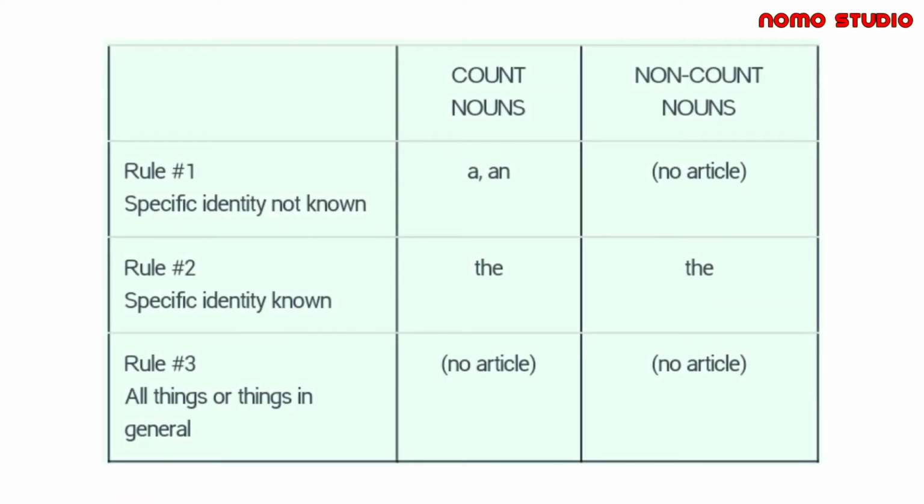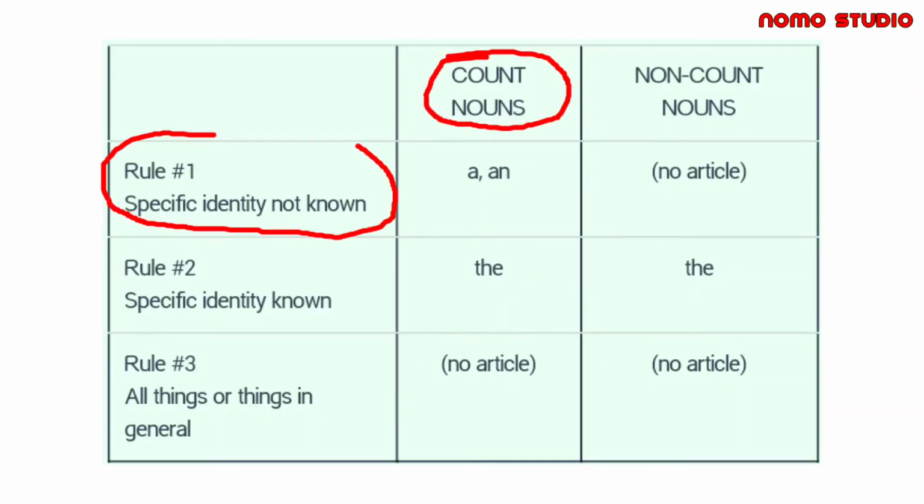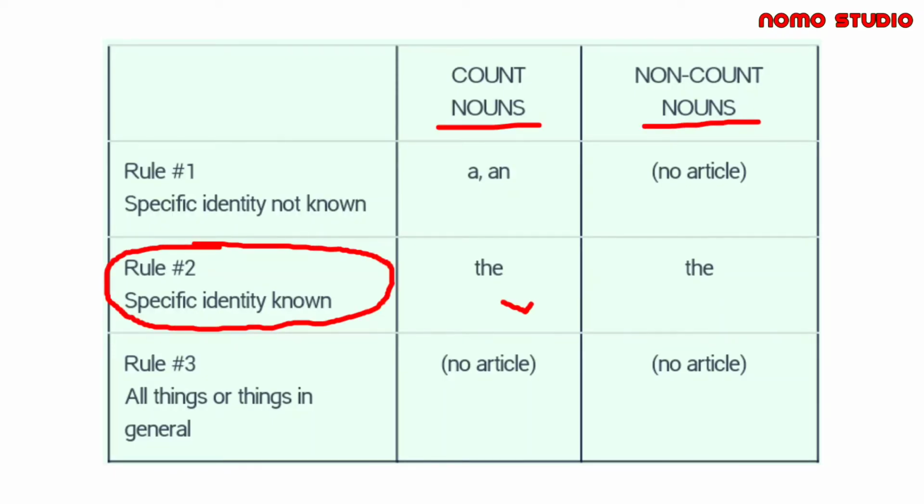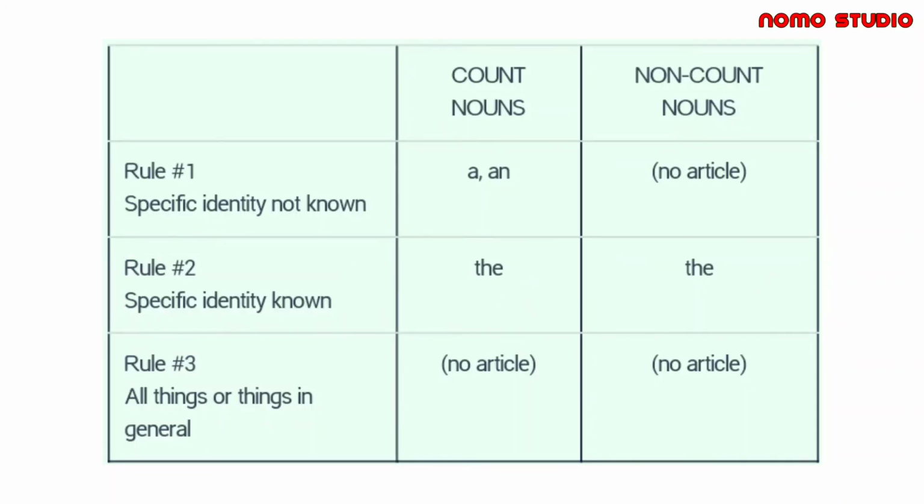Now, you must remember these 3 rules in using the article with respect to count and non-count nouns. If it is a count noun and the specific identity is not known, then use the indefinite articles. No articles are used when the noun is non-count and the identity is not known. For both count and non-count nouns, if the identity is known, then use the definite article. If all things are in general, meaning not clearly specified, then no articles are used.